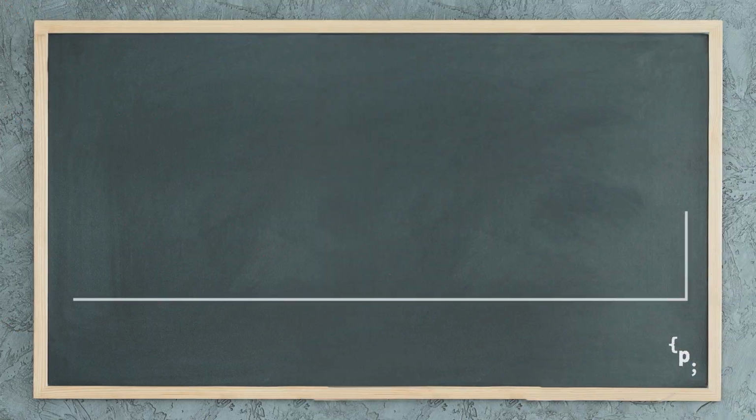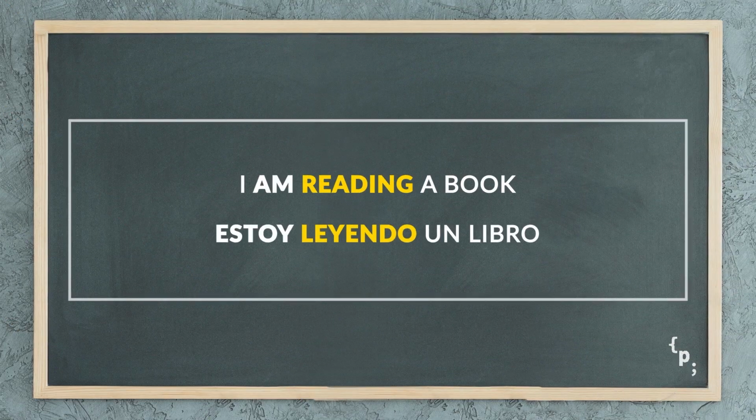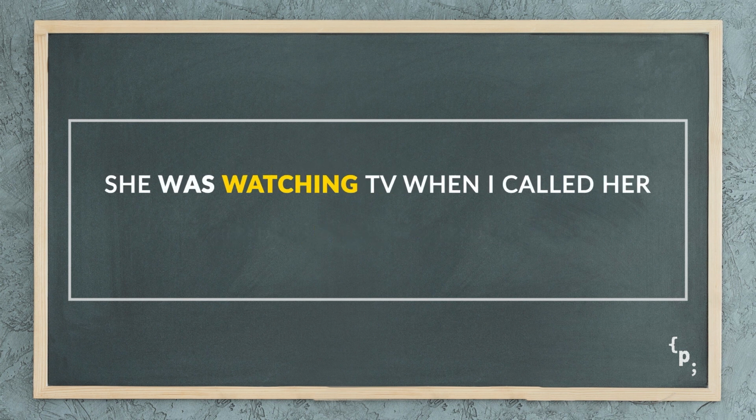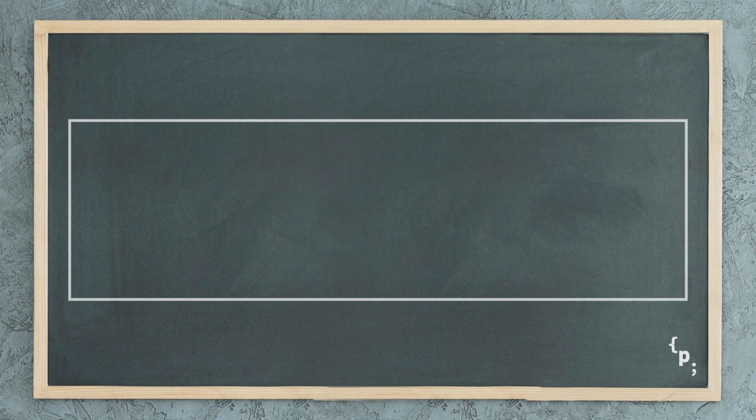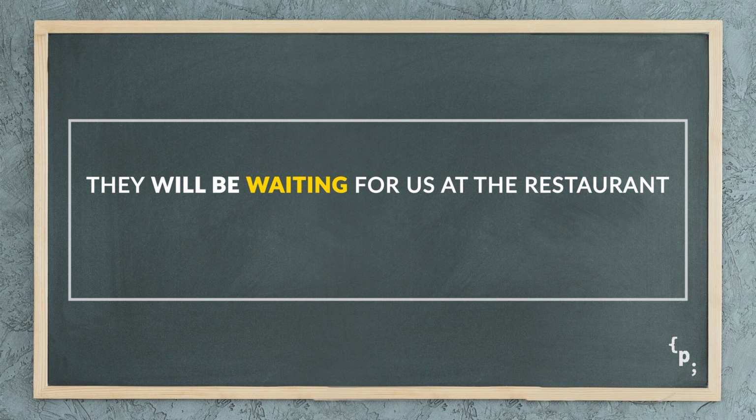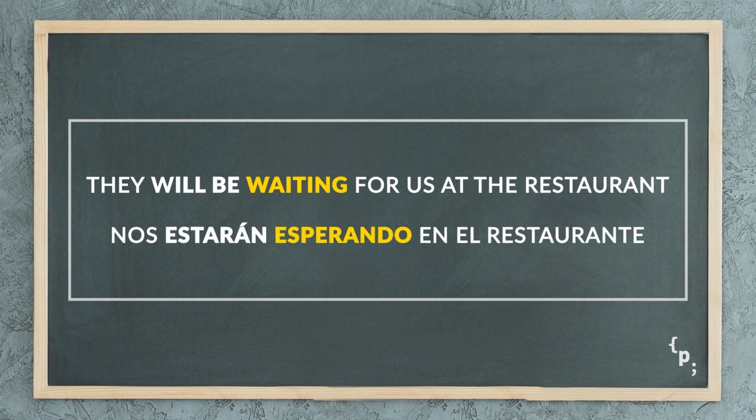Let's see some examples. I am reading a book. So you see the verb to be there is am. I am reading a book. In Spanish, we would say, estoy leyendo un libro. She was watching TV when I called her. Estaba viendo la tele cuando la llamé. They will be waiting for us at the restaurant. Nos estarán esperando en el restaurante.